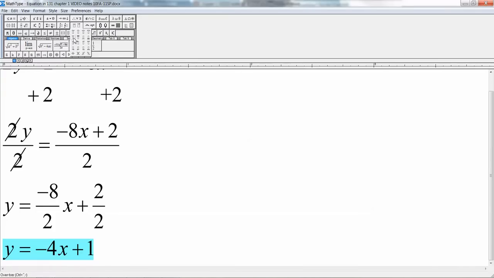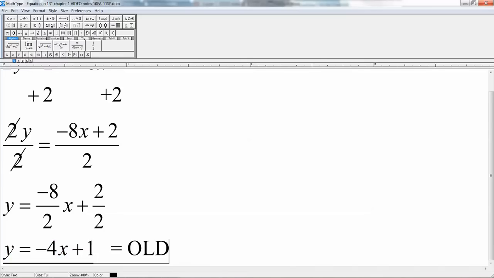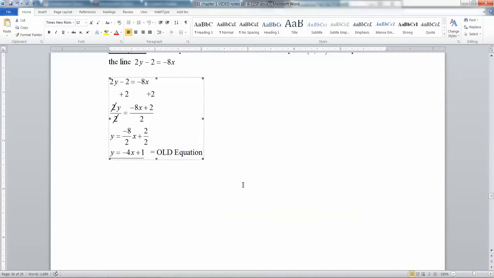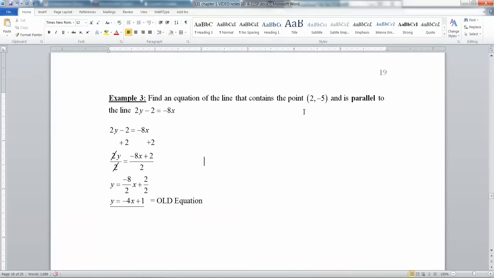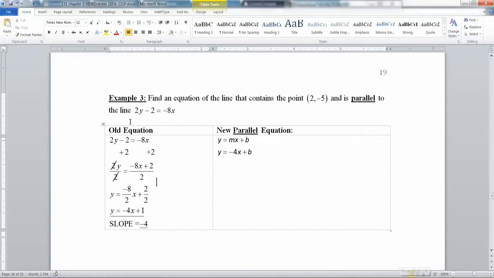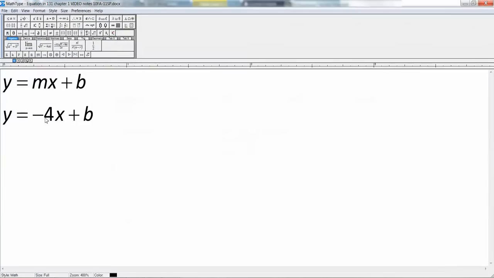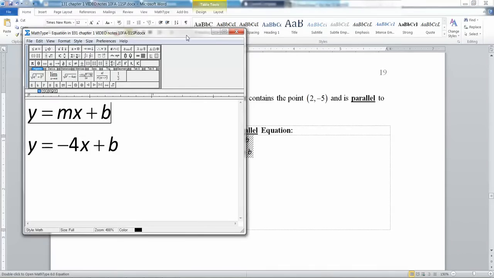Now, that's not what we were looking for. This is the old equation. Oops. Old equation. Okay? Now, I don't want that old equation. I want a new equation, but it's got to be parallel to that old one, right? So I need the same slope as the old one. So I know that my new equation, here, hold on. There we go. All right, so my old equation was that stuff we just did. Now notice the slope is negative 4. So my new parallel equation is going to be y equals negative 4x plus b.